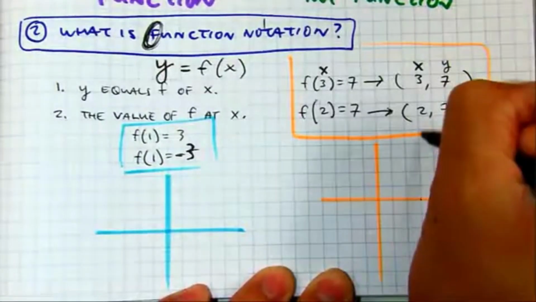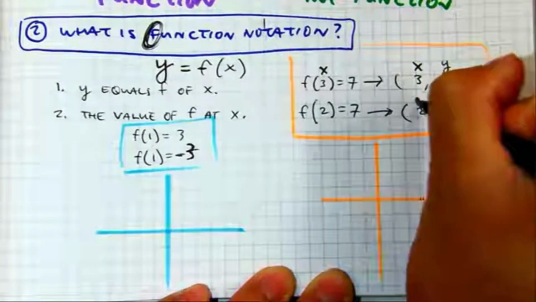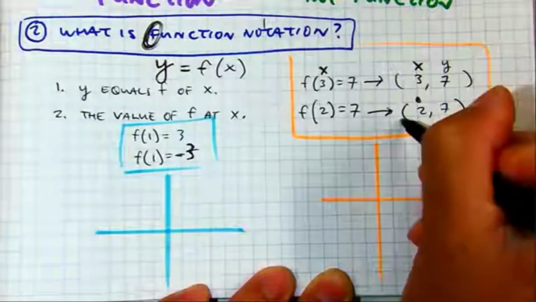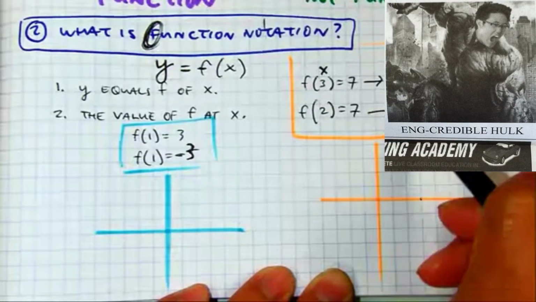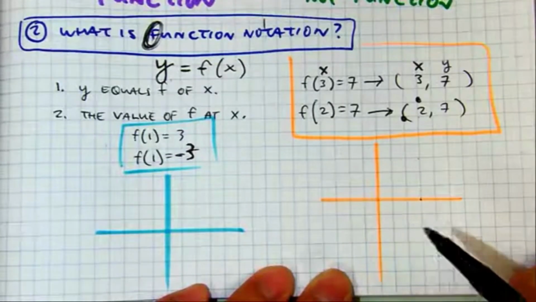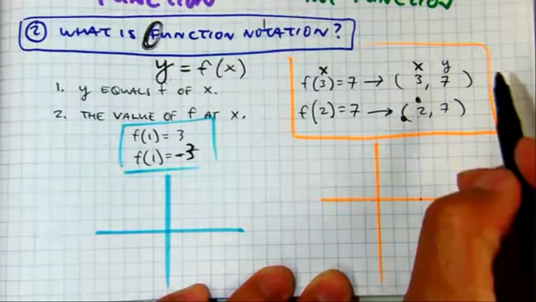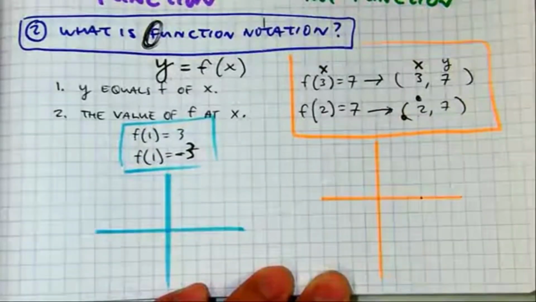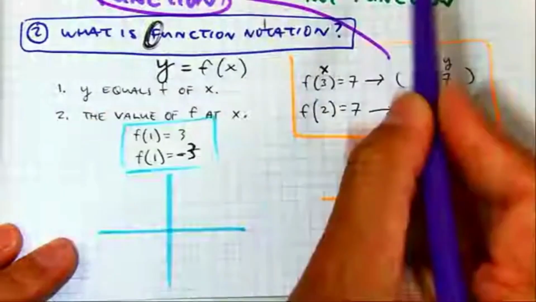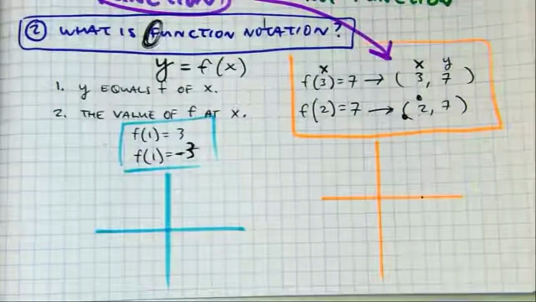2, 7. Right 2, up 7. So those are my 2 points. Is it 1-to-1? Yeah, so this is a function, not a function. This is a function. For every x value, I get 1 y value.